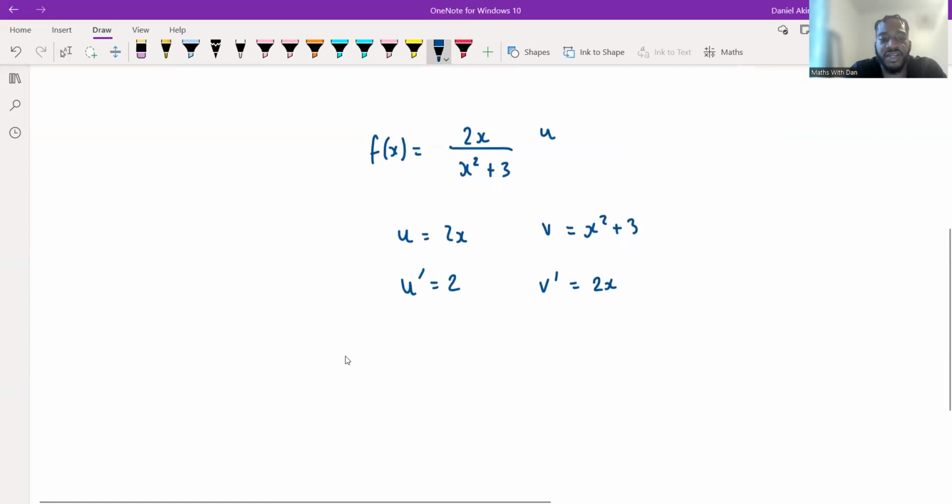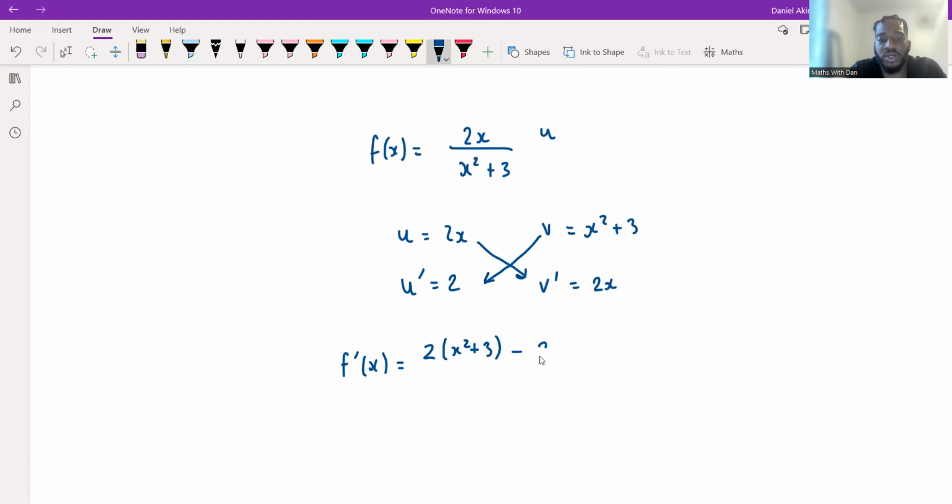So I'm going to use f dash of x instead because we're using that in the question. That would mean that we've got v times u dash, which is going to be 2 multiplied by x squared plus 3, minus u times v dash, which is going to be 2x multiplied by another 2x. And then this is all going to be over v squared, which is going to be x squared plus 3 all squared. Okay, so now this is our f dash of x, right?